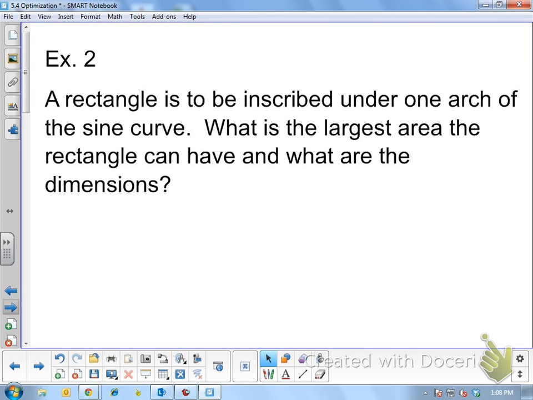So we have a rectangle to be inscribed under one arch. Arc or arch? I think it's arch. One piece of the sine curve will replace. What is the largest area the rectangle can have, and what are the dimensions?